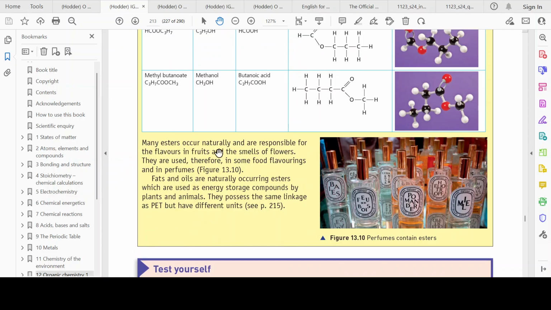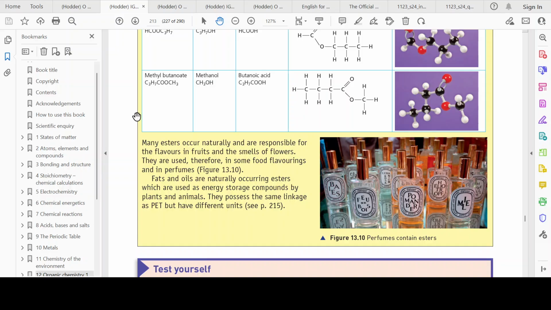And then they tell you that many esters occur naturally, and they give the fragrance that you get from fruits or flowers. Those are esters chemically, and they're also used in perfumes and food flavorings. So they probably taste good as well. They smell good, so they're good chemicals for us. And fats and oils that occur naturally are chemically esters, and animals and plants use them as energy stores.